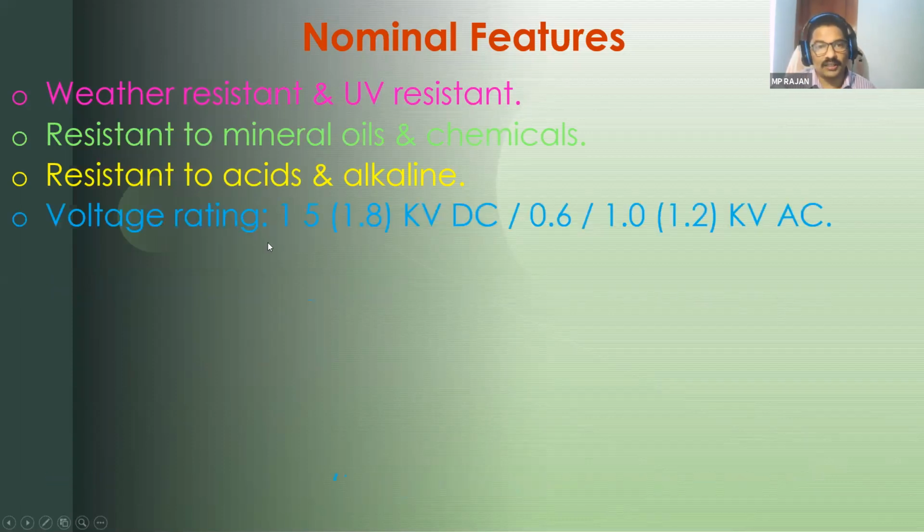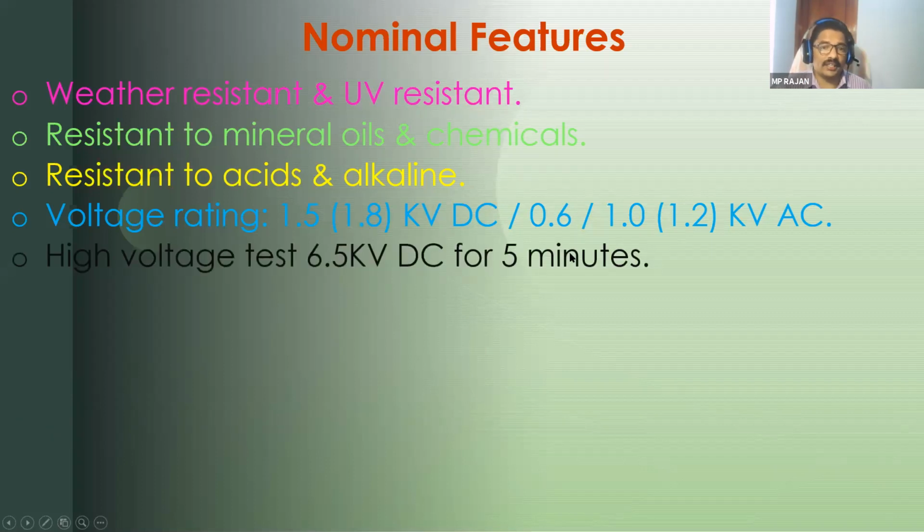And voltage rating, how much voltage it can sustain. It is both AC and DC. For example, a 1.5 to 1.8 kilovolt rating for DC. You should not break down. Your installation should not break down. For AC it is 1 to 1.2. This is just an example.